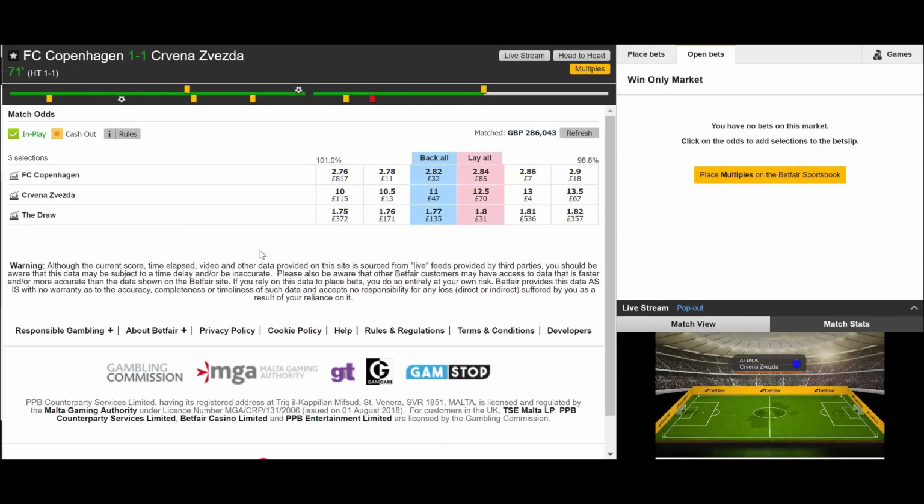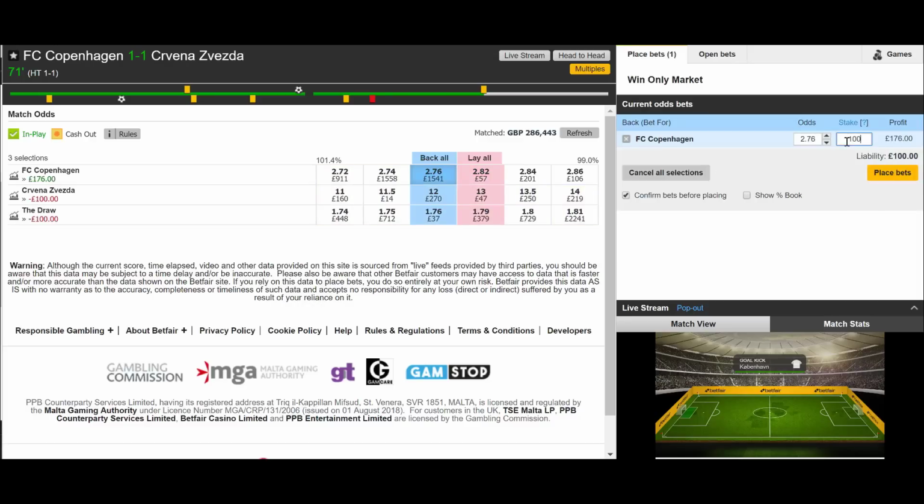So here is an example of that. Copenhagen, strong favourite in this one. Zvezda down to 10 men as well. It's 71 minutes. If you're looking at that match and you think, hey, there's probably only one more goal in it, and it's probably going to go to the favourite. So if Copenhagen are going to win, they're going to win by a scoreline of 2-1. Now, back Copenhagen in the match odds market, £100 stake is going to give you £176 worth of profit potential, because obviously you're probably going to trade out and cash out as football traders.